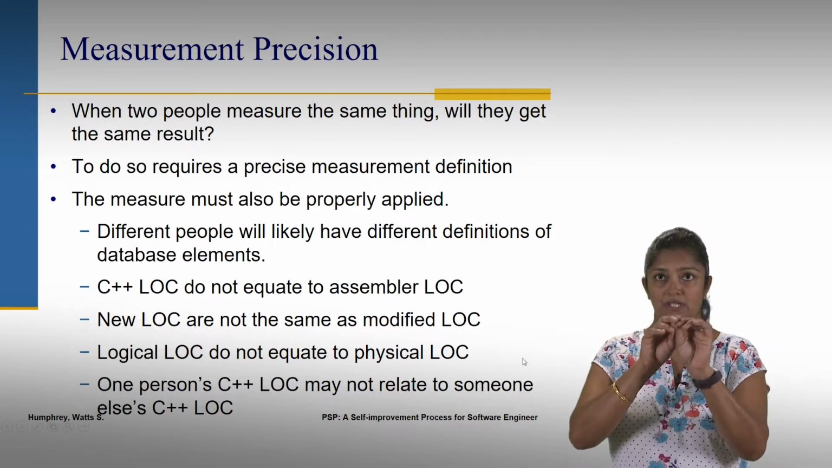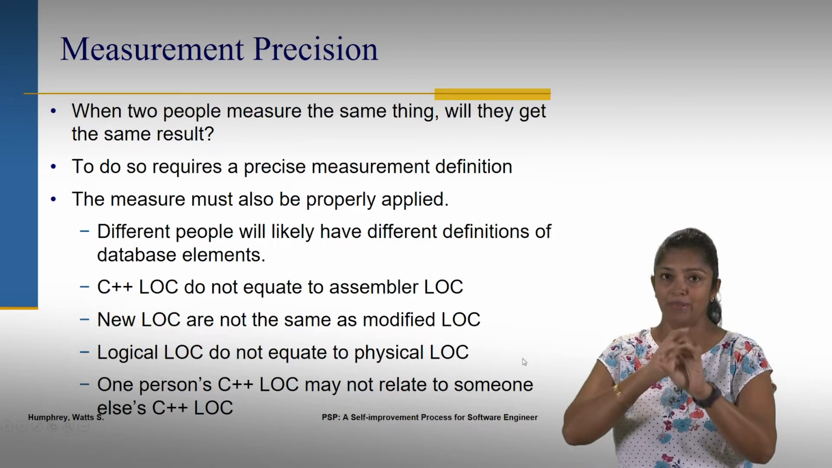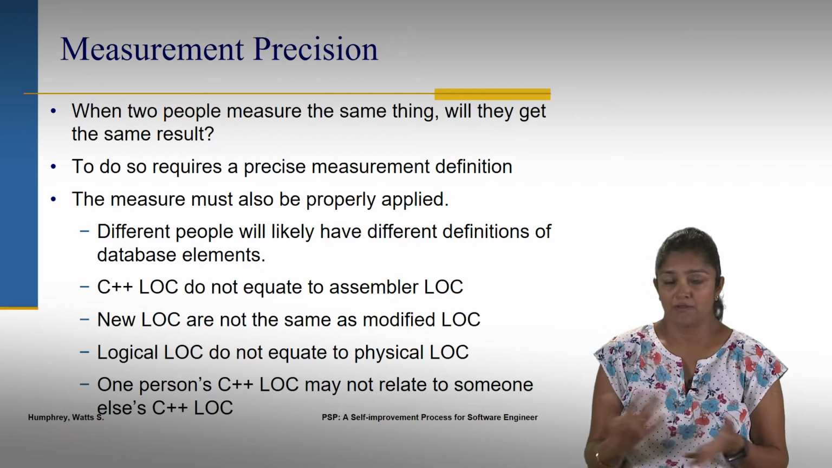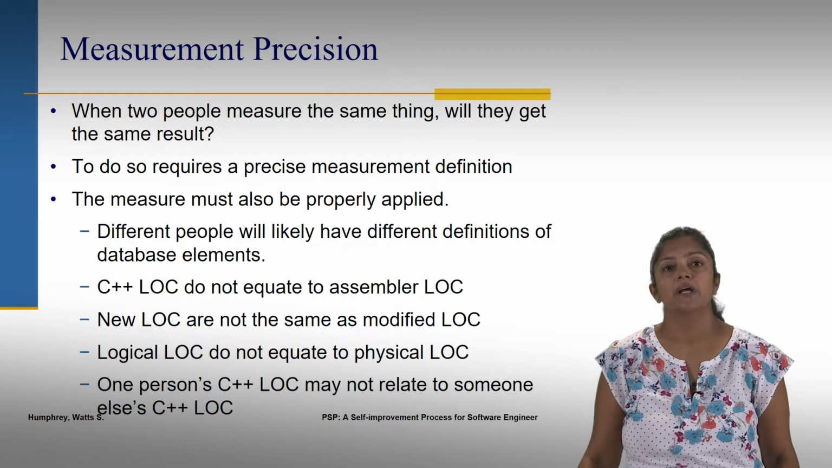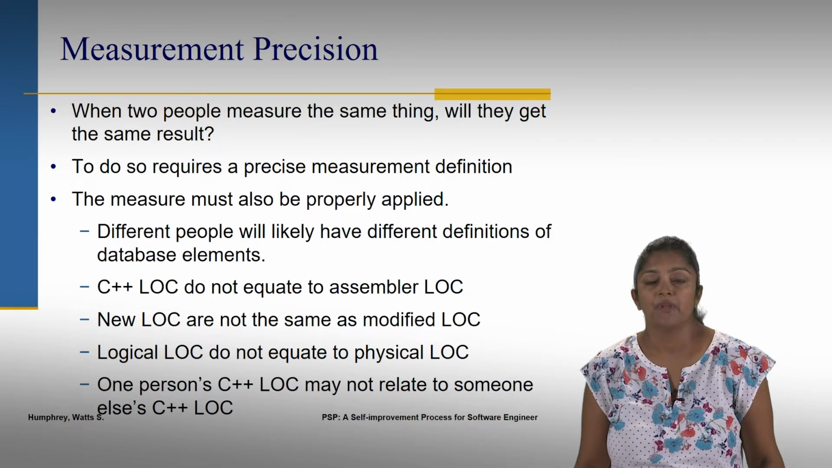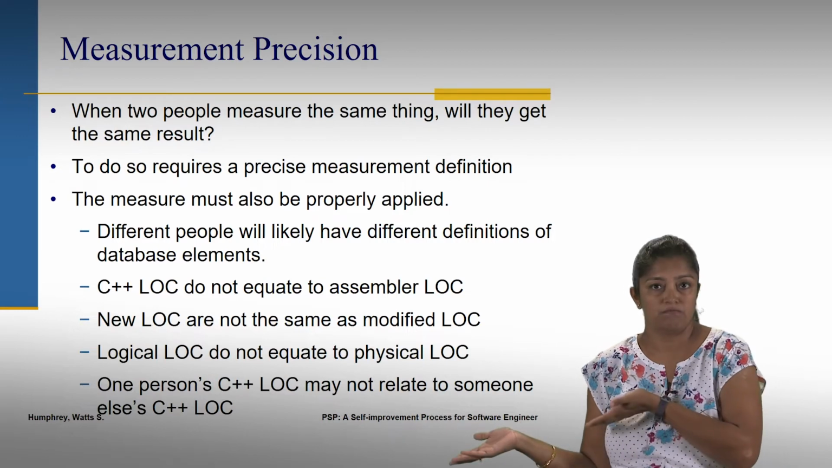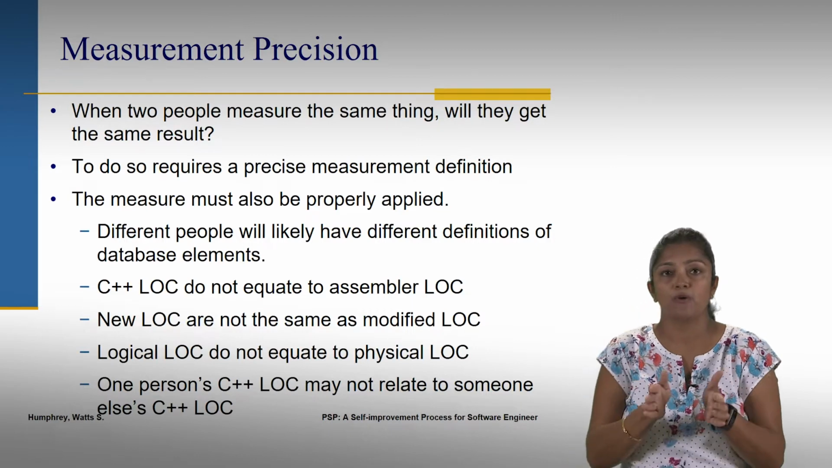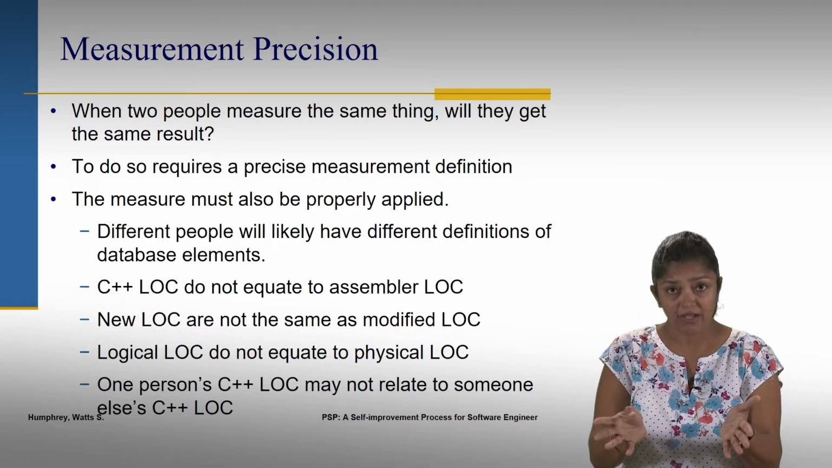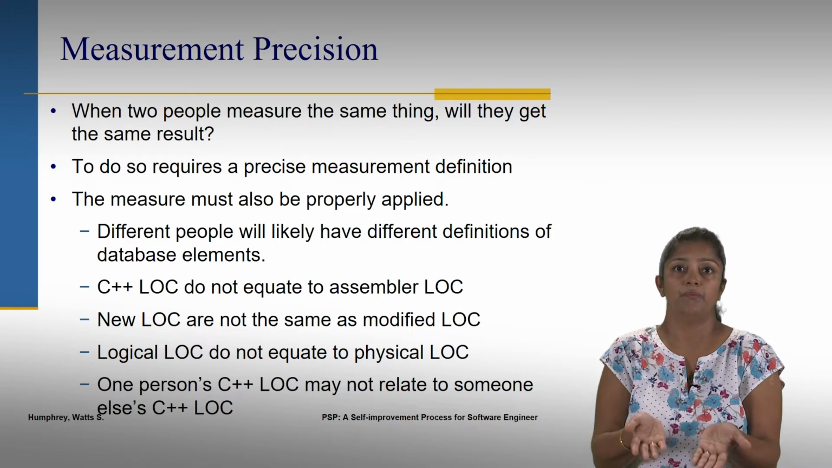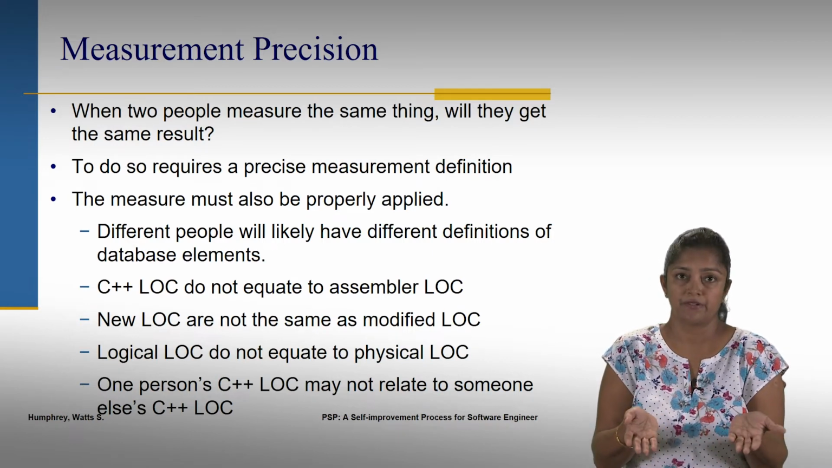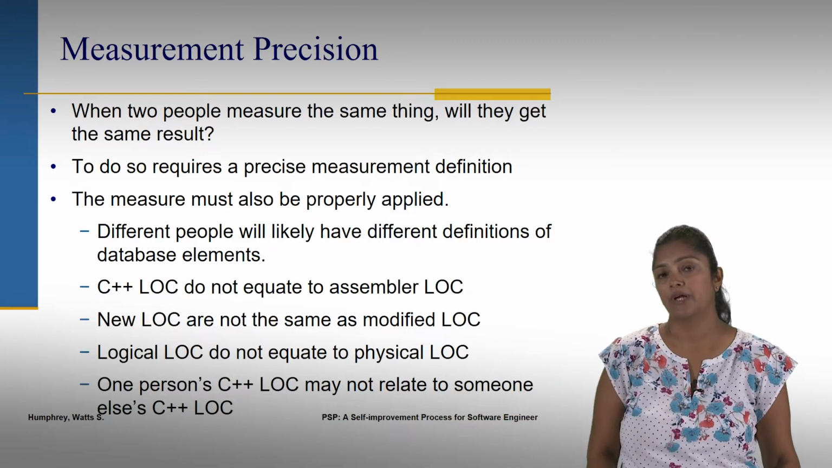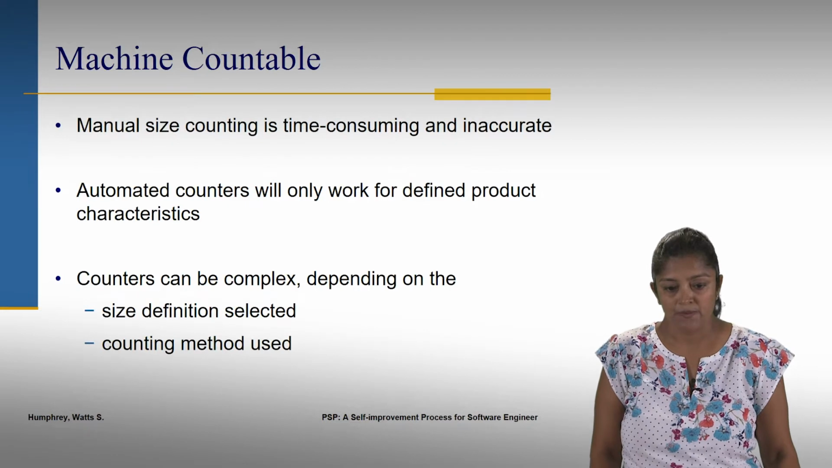So physical lines of code is the actual physical line that you see, including the blank lines, including the commented lines of code, whereas logical lines of code goes by logic. And they are not the same, and one person's C++ code may not be the same as another person's C++ code. So at the end of the day, it's about your personal development effort, and you need a precise measurement definition for your work because it's going to help you improve your productivity and quality in future projects.